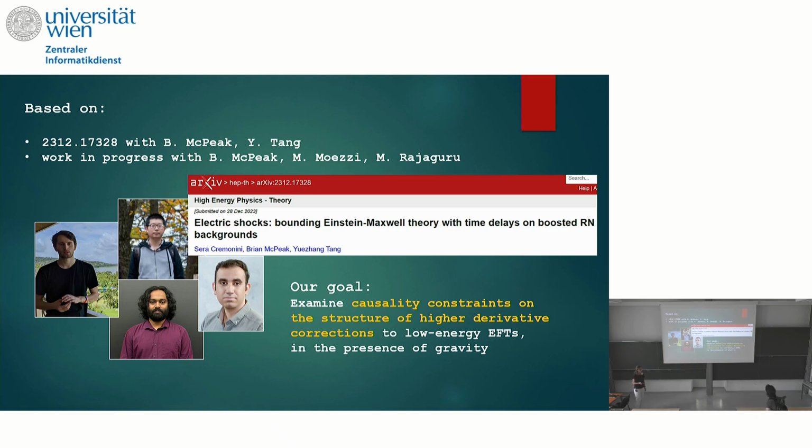So what we wanted to do and understand a little bit better are the constraints that you get by imposing causality on theories that have higher derivative corrections in the presence of gravity. And I'll talk specifically about one model, which is corrections to Einstein Maxwell theory.